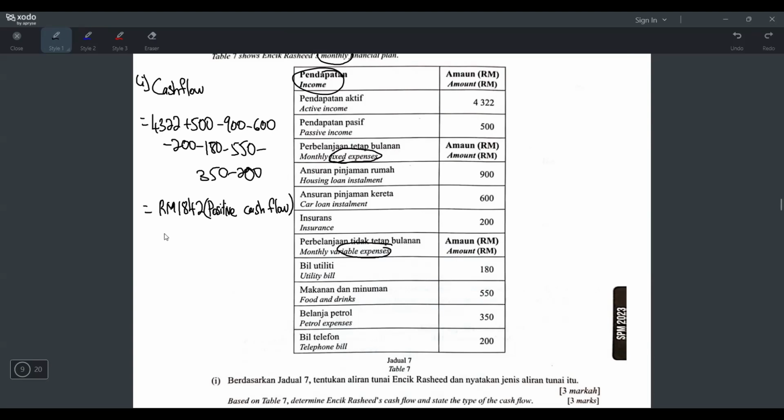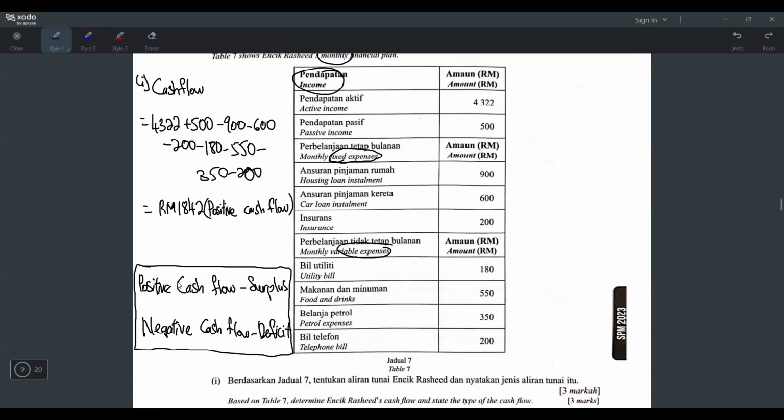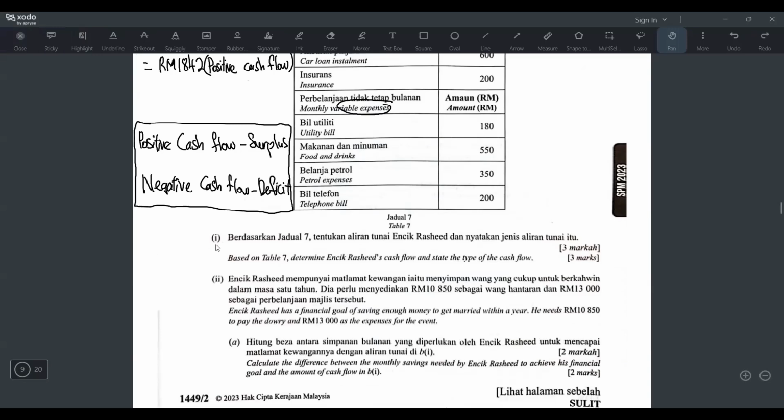That's the answer. Okay, let me tell you another word for positive cash flow. So when the cash flow is positive, we can use this word surplus. But when your cash flow is negative, there's another word for it. We can say deficit. Okay, yeah. So this one, he will have a surplus of cash flow, positive cash flow. So this is another word to write it. Okay, so that's the A1 answer.